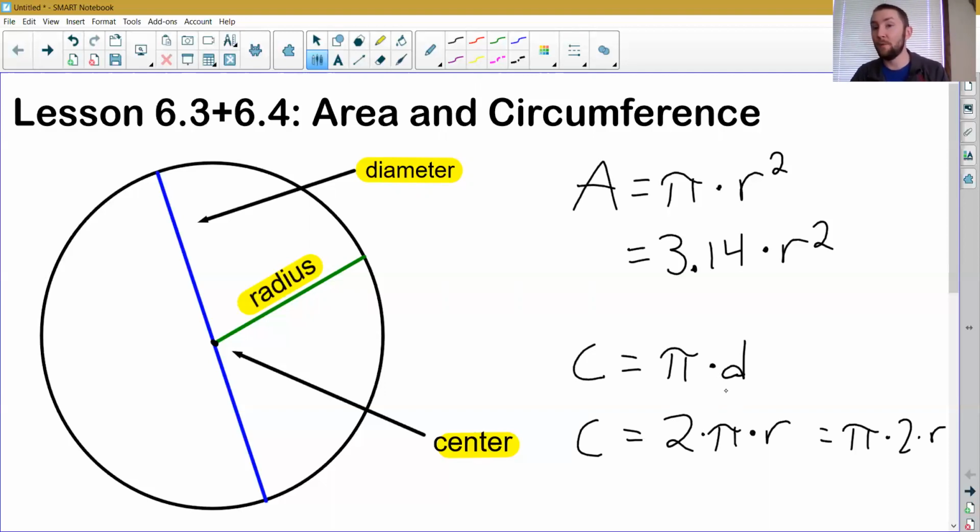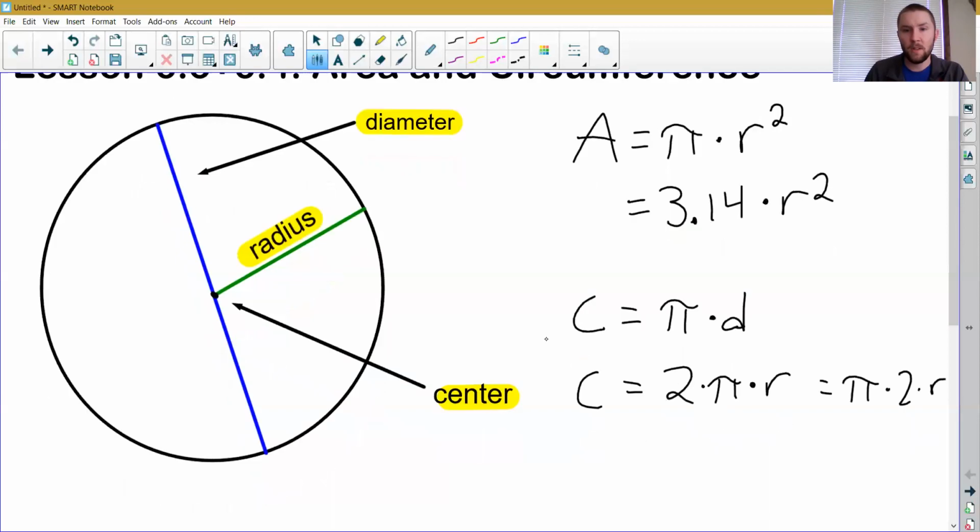But if we are being asked to find the area, that is specific to the radius. We have to know the radius so that we can square it and find the area, okay? So just a couple quick examples of using these formulas.